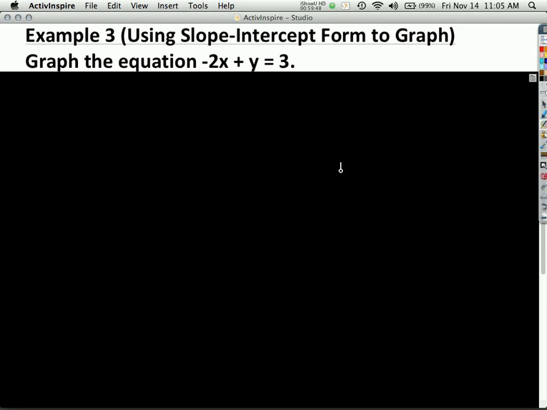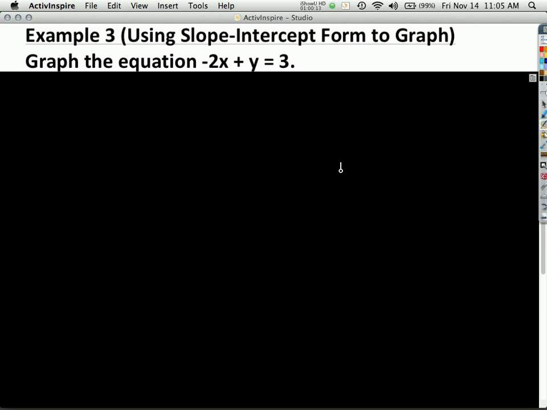Could someone tell us what form the equation is in right now? What form is it in right now, Essence? It's in standard form. That's ax plus by equals c. We could graph it just like it is, if we wanted to. We could make a table. We could use intercepts. But we're learning something new. We're learning to graph using slope-intercept form.